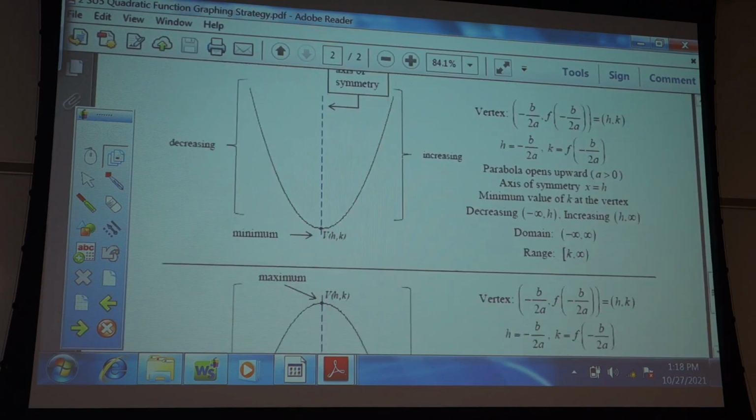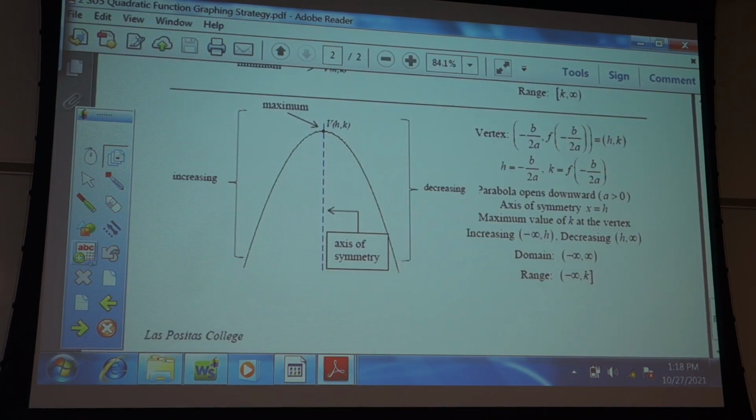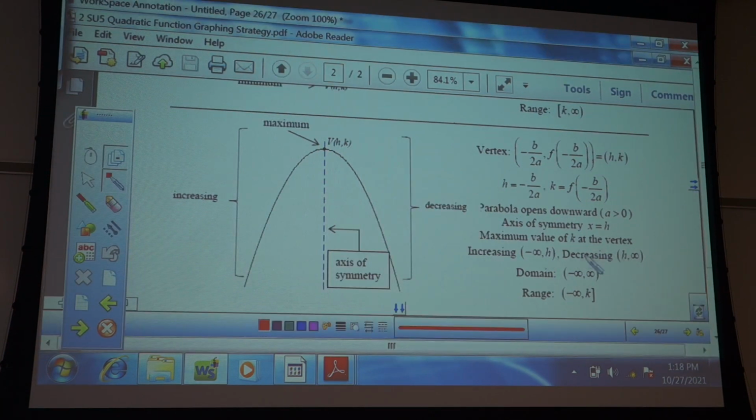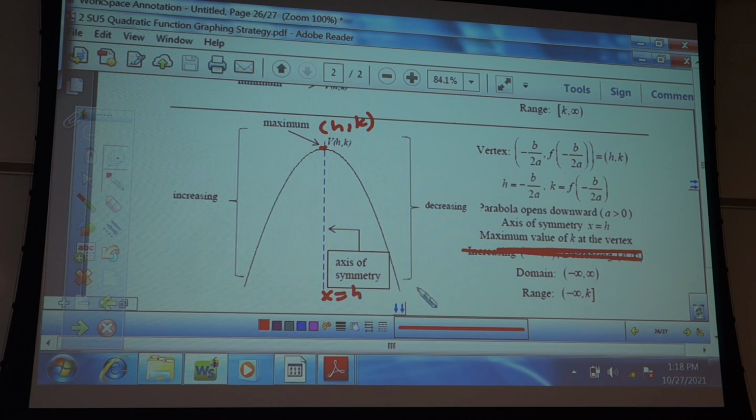Not that exciting. Here, same idea. Again, I'm going to ignore that part here. My vertex is h comma k. My axis of symmetry is x equals h. And then here my range is going to be from negative infinity up to k. My domain is always all the numbers.